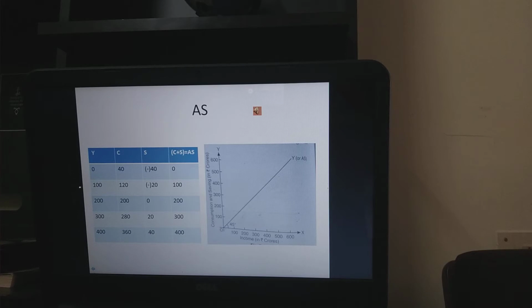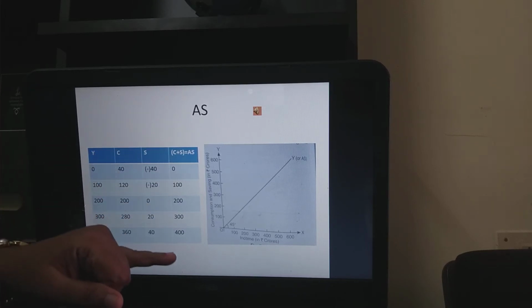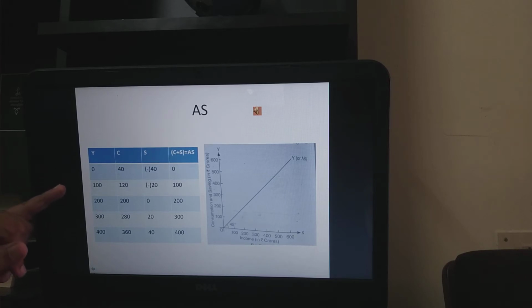So till the break even point, there is an excess of consumption expenditure over the income, and at the break even point the consumption expenditure is equal to the income, and beyond the break even point you observe that there is a positive saving, or the consumption expenditure is well under control, income is more than the consumption expenditure, right? So on the whole, from this table you understand that C plus S is the aggregate supply, which is nothing but Y. So this is the aggregate supply concept to you.